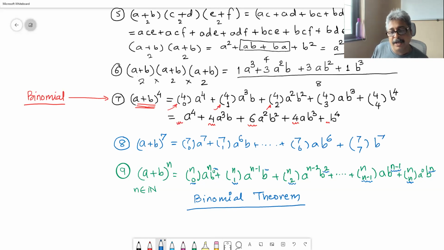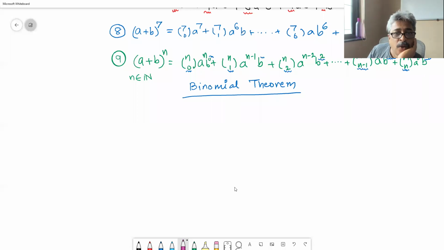By the great Isaac Newton. Okay. I don't know whether I had the recording on. So this is the expansion of (a plus b) raised to n when n is a natural number.